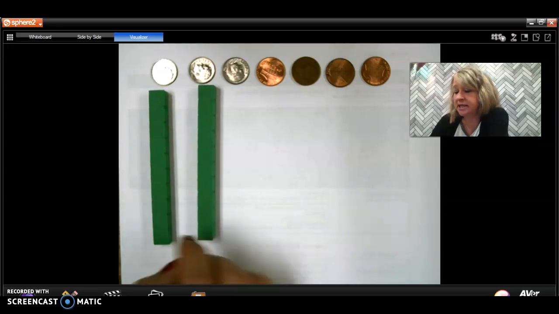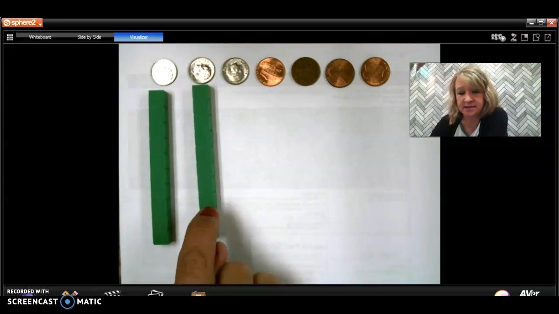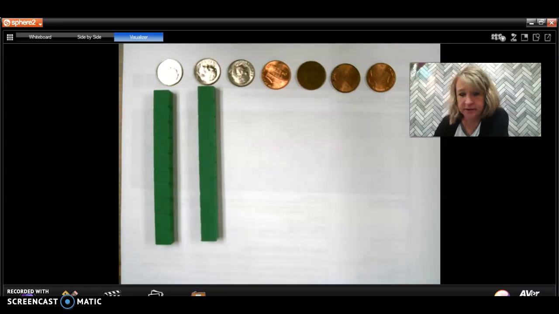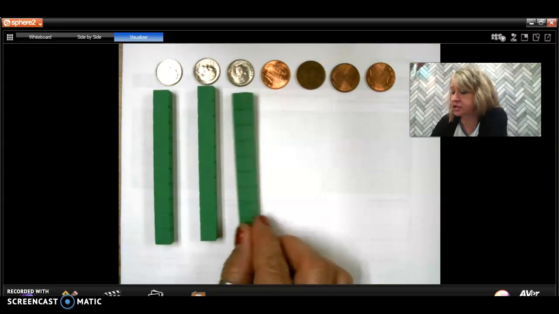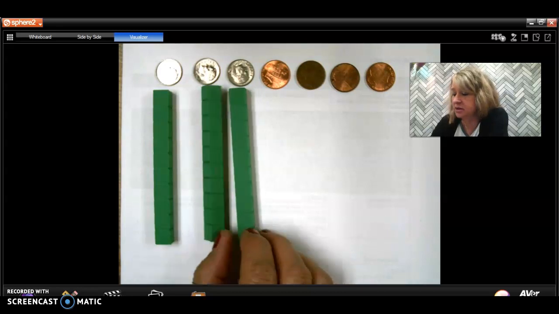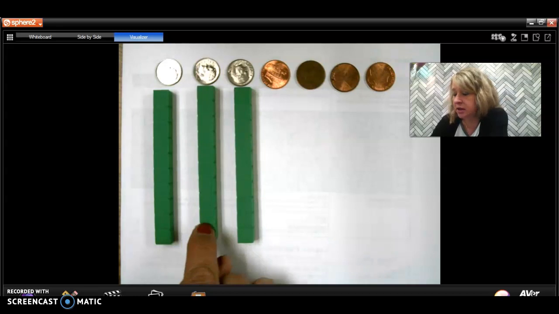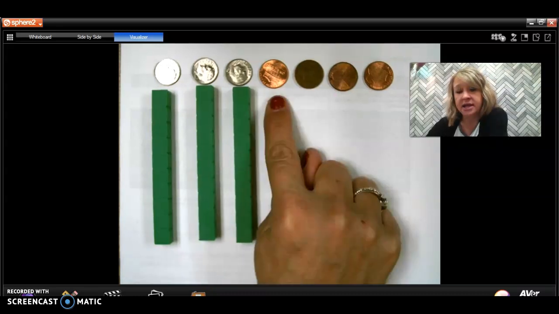So we have 10, 20 so far. Because this is 10 and this is 10. 10, 20. What about this third dime? What am I going to put there? A third long. Very good. You guys are catching on very quickly. So if I have this long, I now have 10, 20, 30. Whoa, 30 cents.